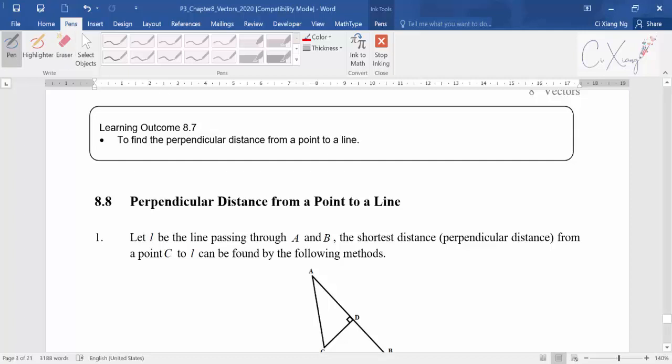Okay, so let us come to the very last part of our vector chapter already. For today's learning outcome, we need to learn how to find the perpendicular distance from a point to a line by using the vector method. Perpendicular distance we also call the shortest distance.